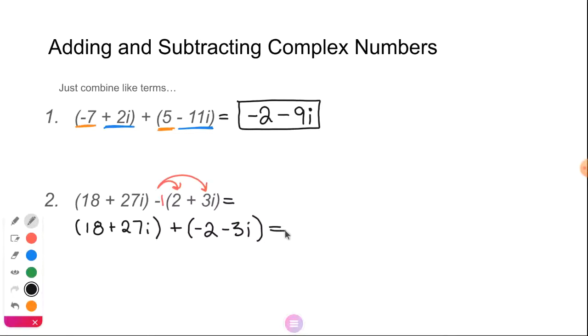And now we can just add everything together. So first, the real parts. If we just look at the real parts, we end up with 18 plus a negative 2. So that's going to be a 16. And then our imaginary parts, we have a positive 27i plus a negative 3i. So that would be positive 24i. And that would be our complex answer.